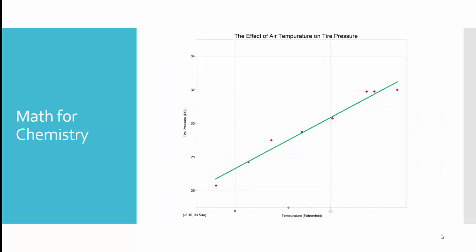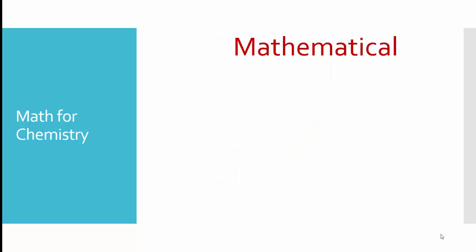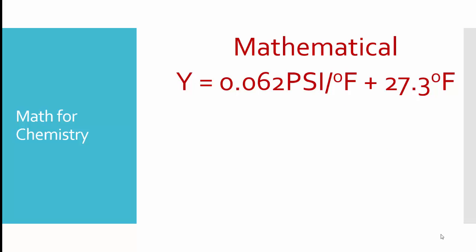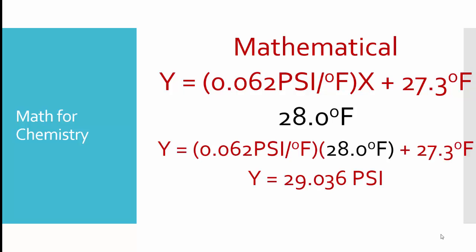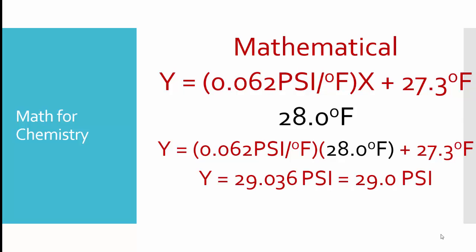So we start with the graph that we had, and now we extend the straight line to the left and pretend that it's all one continuous line. Now you do the same thing. Find -13. Draw the line up, draw the line over, and you get 26.5 psi. Mathematically, we're going to use the y equals mx plus b formula. So we're going to go with 28.0 degrees Fahrenheit. Plug that into the equation. When you solve it, you get y equals 29.036 psi, which, for reasons that will be explained in section 2, is rounded to 29.0 psi.